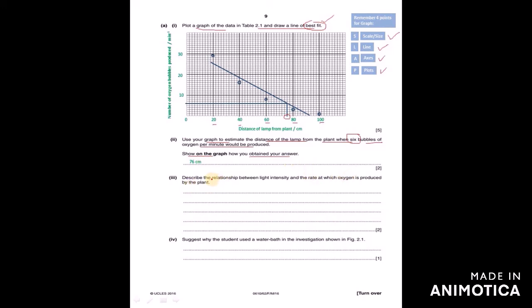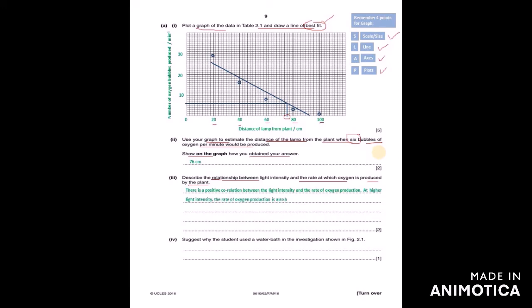Next, describe the relationship between light intensity and the rate at which oxygen is produced by the plant. Okay, this can be easily interpreted from the plotted graph, where the general trend shows that as the distance of light source increases, the number of oxygen bubbles produced decreases. That is, the rate of oxygen produced decreases as the distance of light source increases.